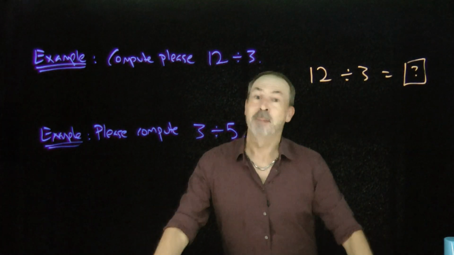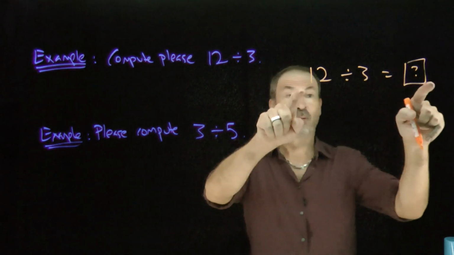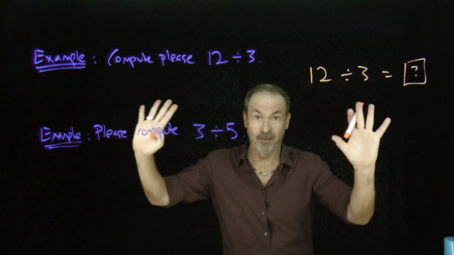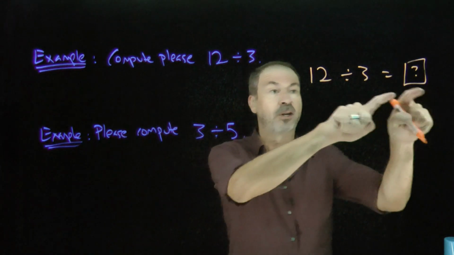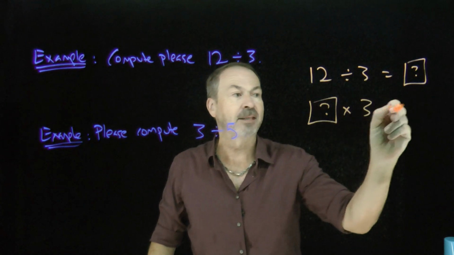But actually, mathematically, division is multiplication in reverse. This problem is really asking what times 3 gives the answer 12. There's a purely mathematical way of thinking of division: reverse multiplication. What times 3 gives the answer 12? So really what I'm doing is filling in this blank.